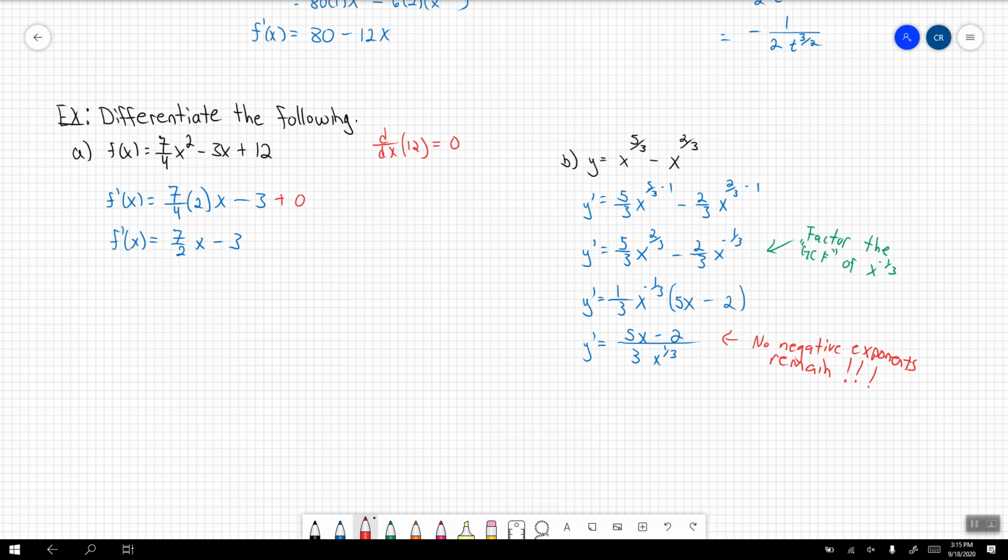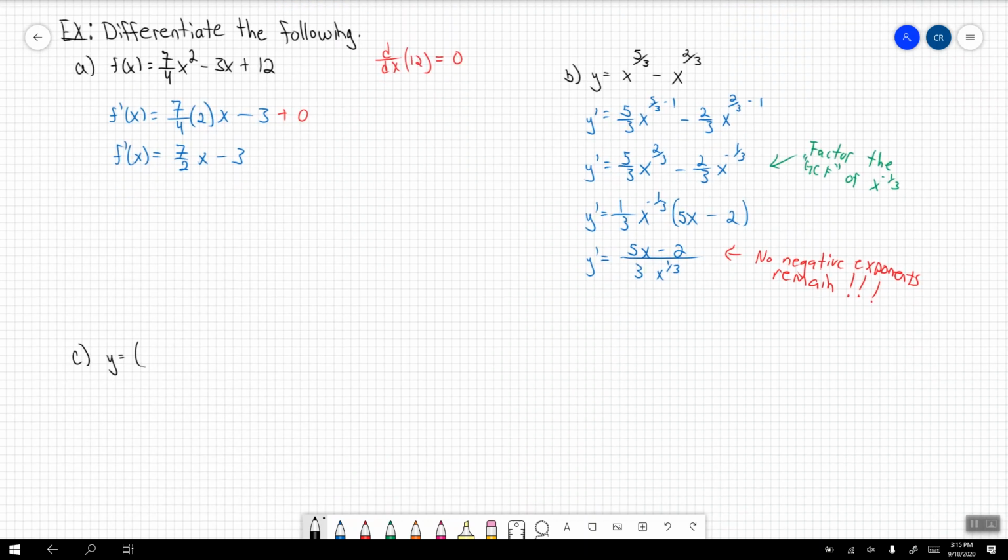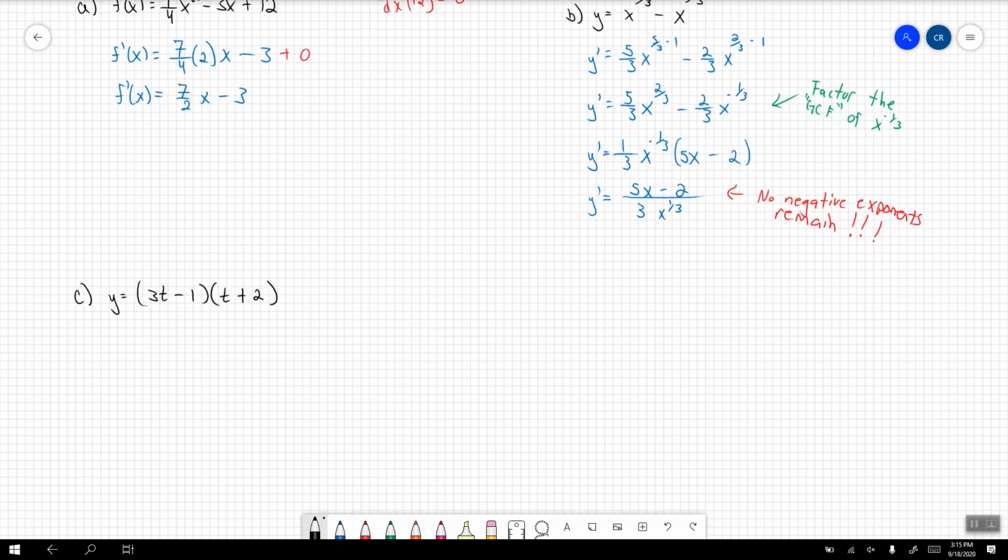Now, let's work on a different example. So let's go with part C. For part C, what if I had y is equal to, let's say, 3t minus 1 multiplied by t plus 2? Well, what I'm going to identify right away is that because I'm given these binomials, I could see that they're being multiplied, which chances are you want to use the product rule. And so if we can use the product rule, great. Let's practice on using it.